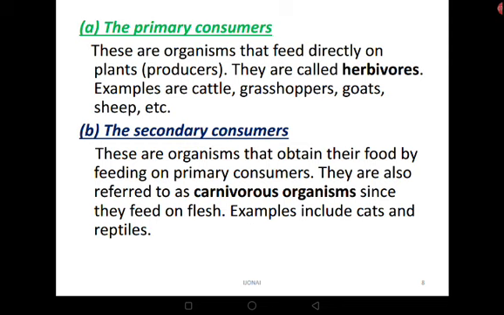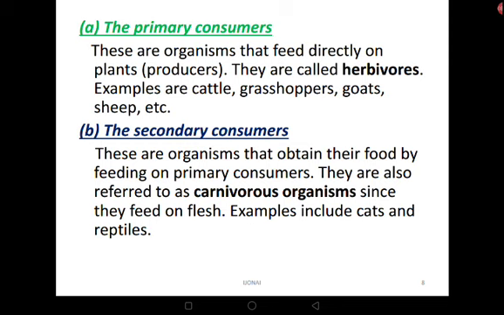Well, then when we look at now the secondary consumer. Secondary consumers are organisms that obtain their food by feeding on the primary consumer. So the secondary consumer feeds on the primary consumer. They are also referred to as carnivores. Of course, the carnivorous animals feed on the herbivores. So they become now the secondary consumers. For example, the cats, the snakes, the lions, and so on. Those ones feed on the primary consumers.